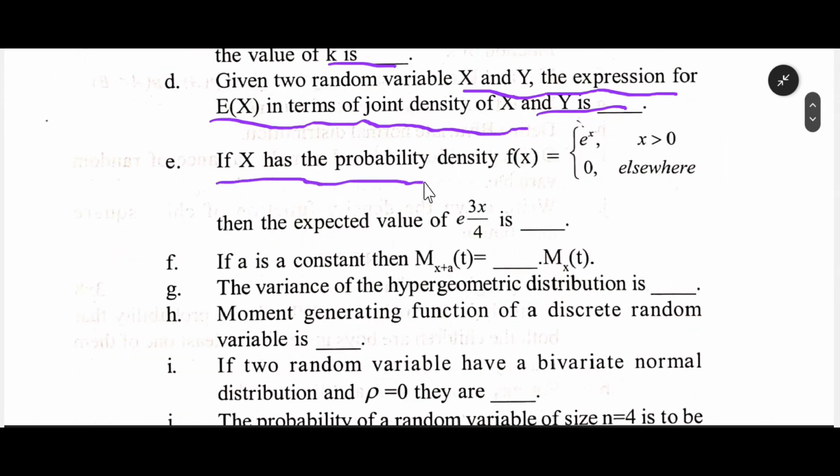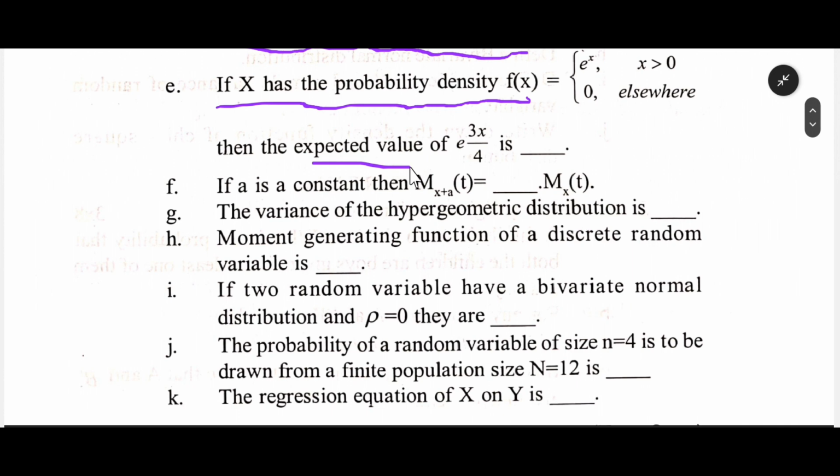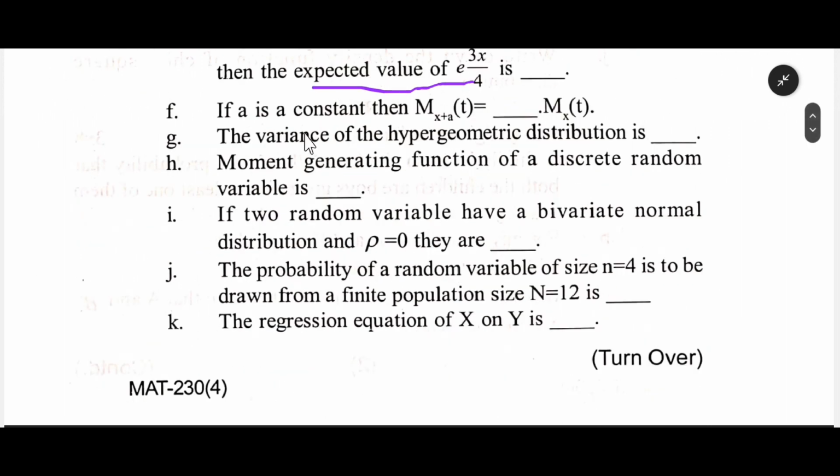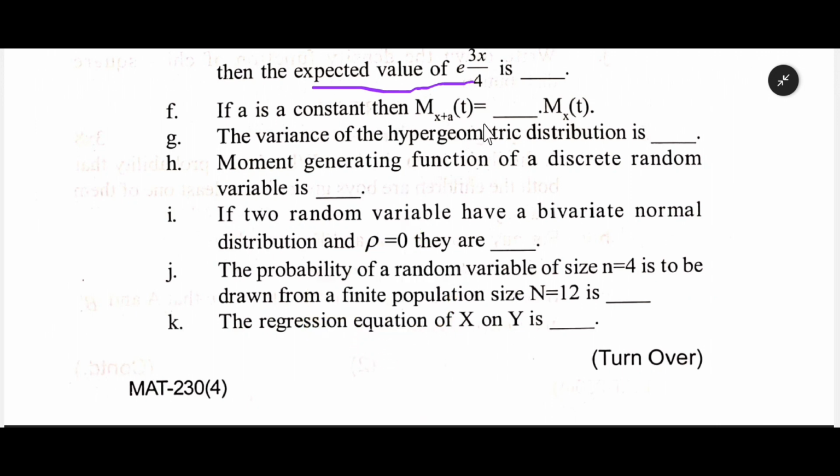If x has the probability density f of x equal to e to the minus x for x greater than 0, then the expected value of e to the 3x by 4 is dash. If a is a constant, then M of x plus a of t equals e to the at times M of x of t.